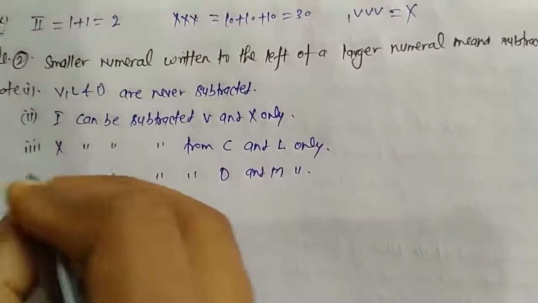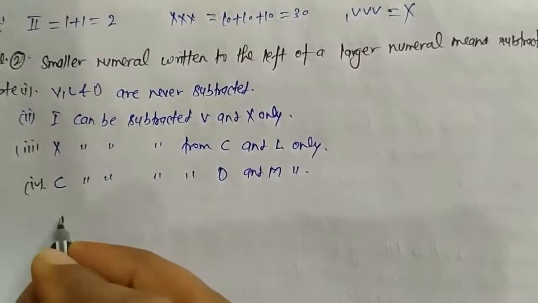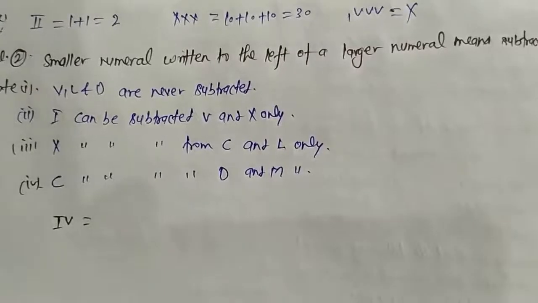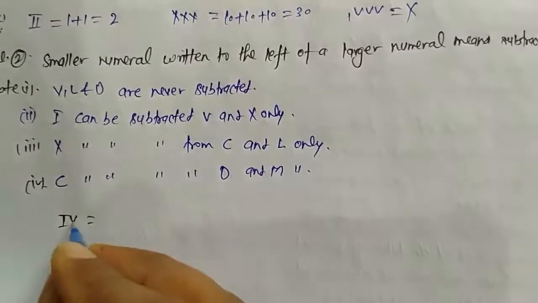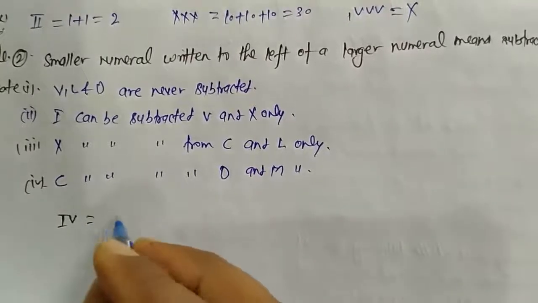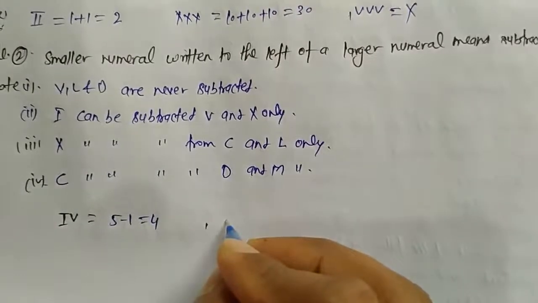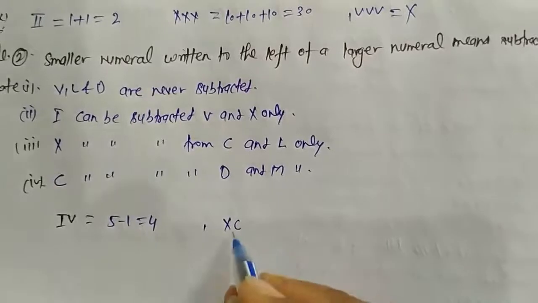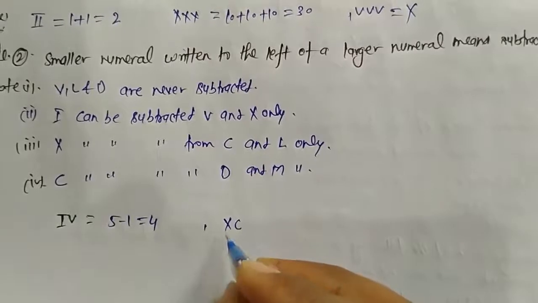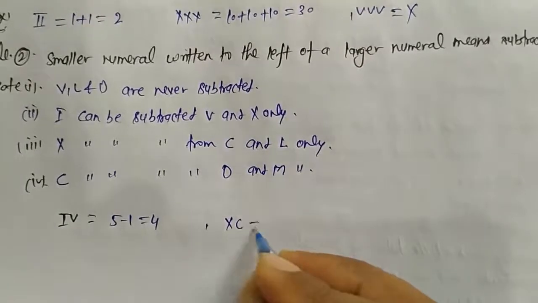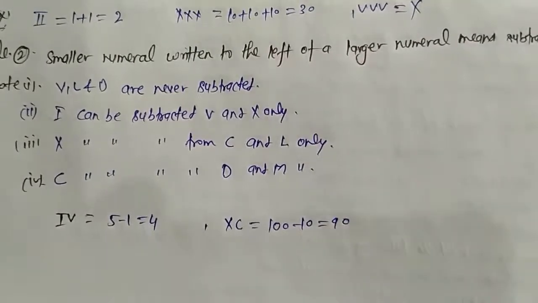For example, suppose we write IV. Here the left value is lower than the right value. V represents 5, I represents 1. That means 5 minus 1, 4. Next example is XC. The left value is smaller than the right; X is 10 and C is 100. That means 100 minus 10, that is 90.